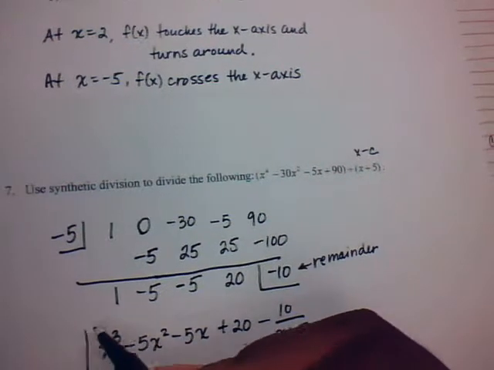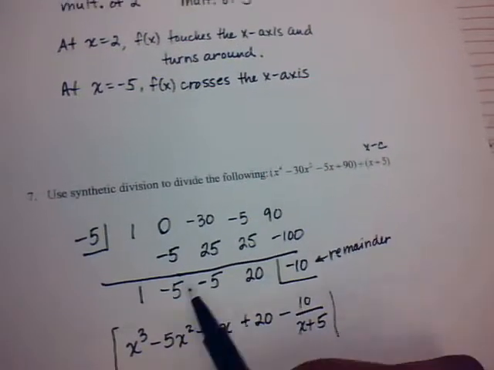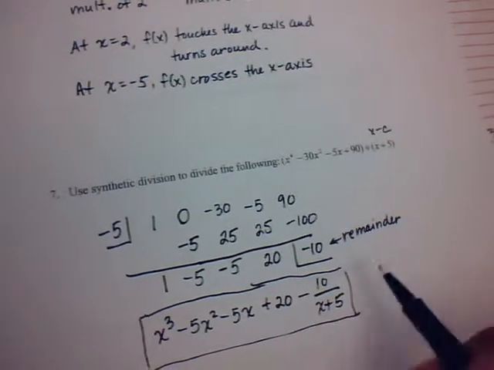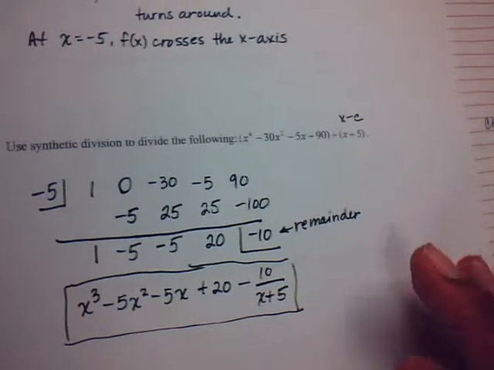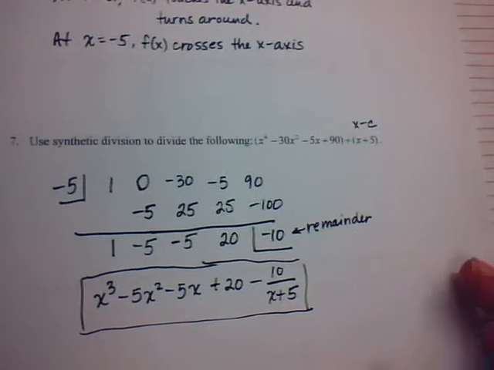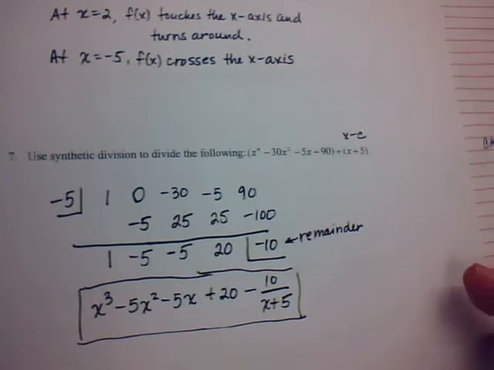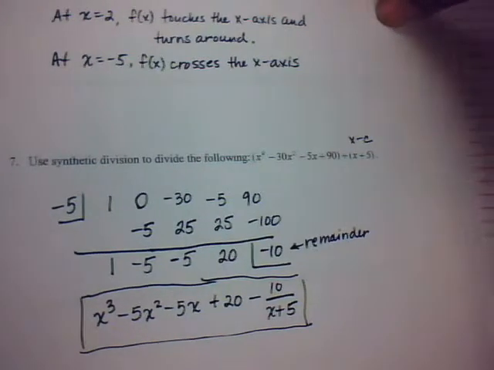So this is what your quotient and your remainder will be: x cubed minus 5x squared minus 5x plus 20 minus 10 divided by x plus 5.